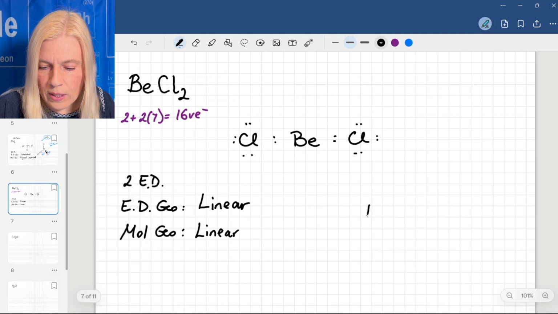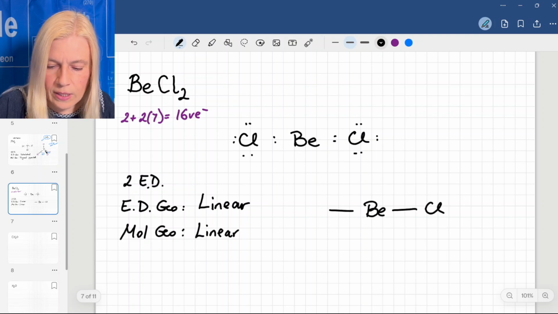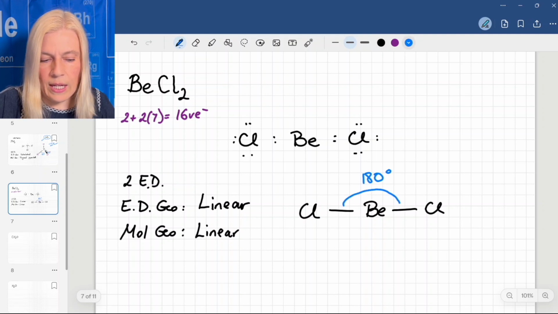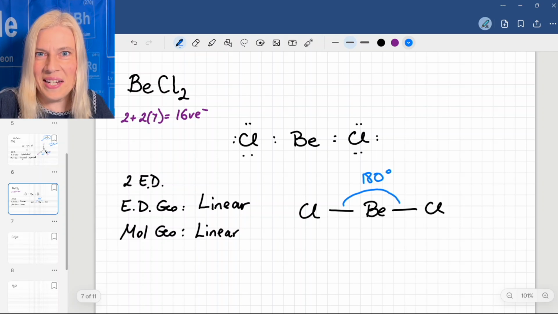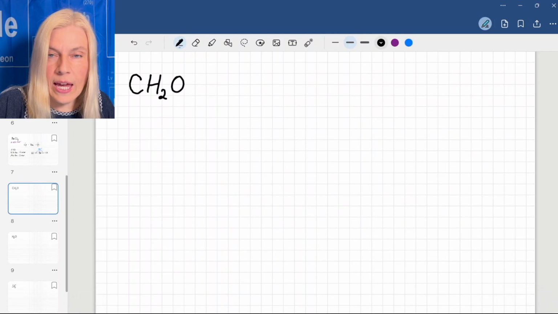So if I draw it, I can draw beryllium here, and here is this Cl, and here is the other Cl. And how many degrees is the angle between? The angle between is 180 degrees.